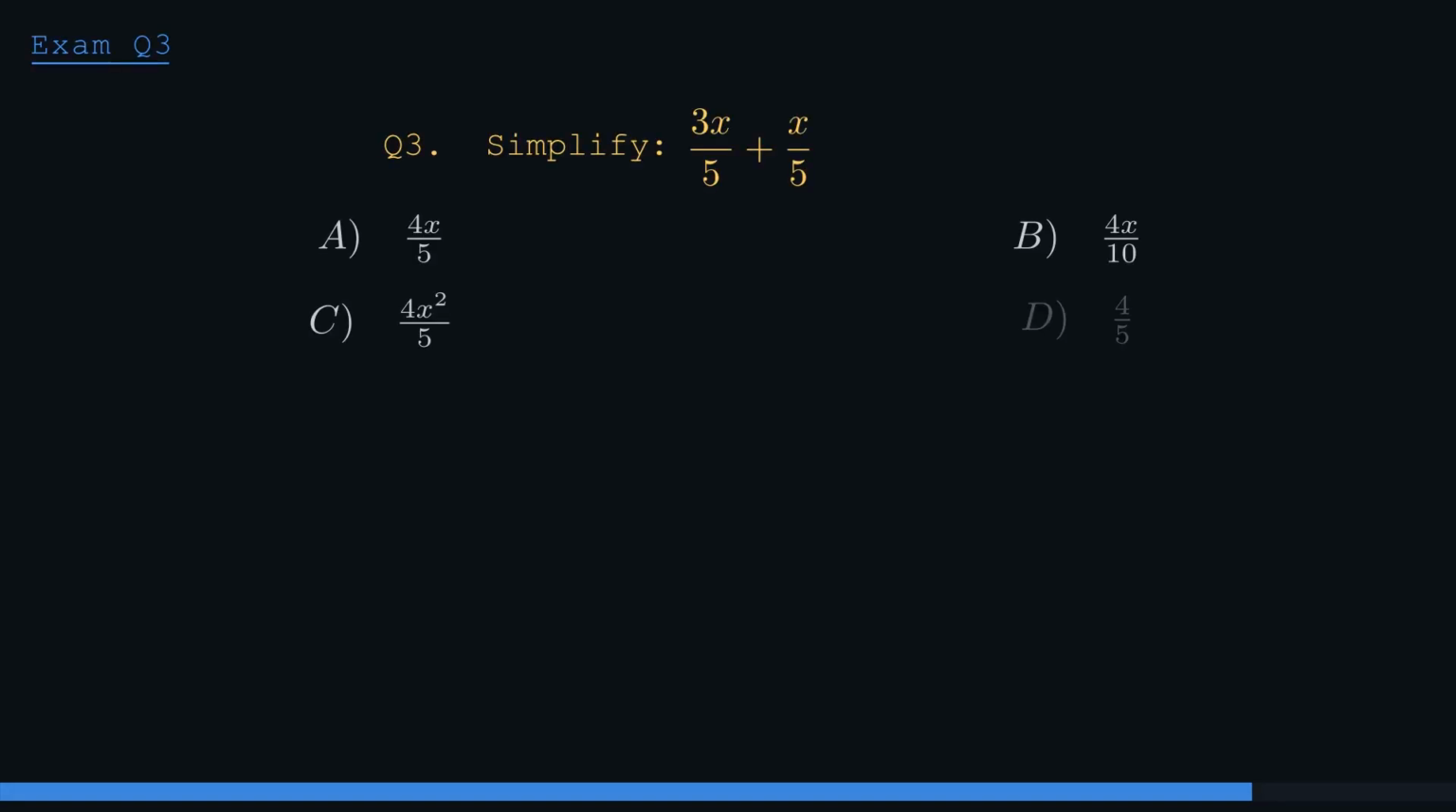Question 3. Simplify 3x over 5 plus x over 5. Pause and choose your answer. The answer is A, 4x over 5. Same denominator, so add numerators. 3x plus x equals 4x over 5.